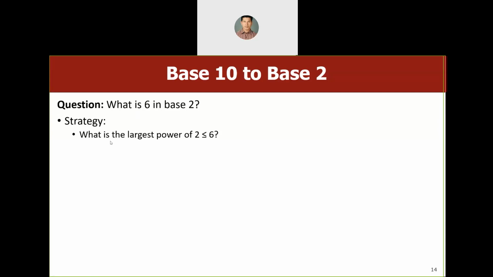Now what is the strategy here? What is the largest power of 2 which is less than 6? 2 raised to 2 is 4, which is less than 6. So you have to keep this number, 2 raised to 0, 1, 2. So that we have kept it here.